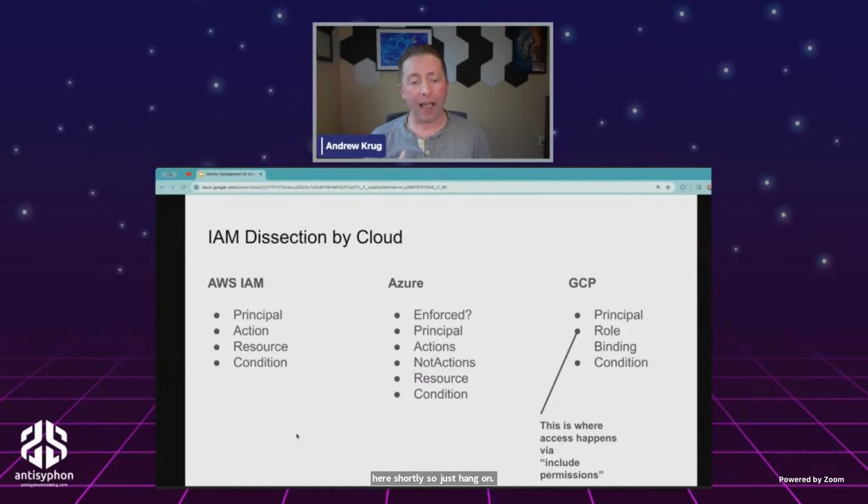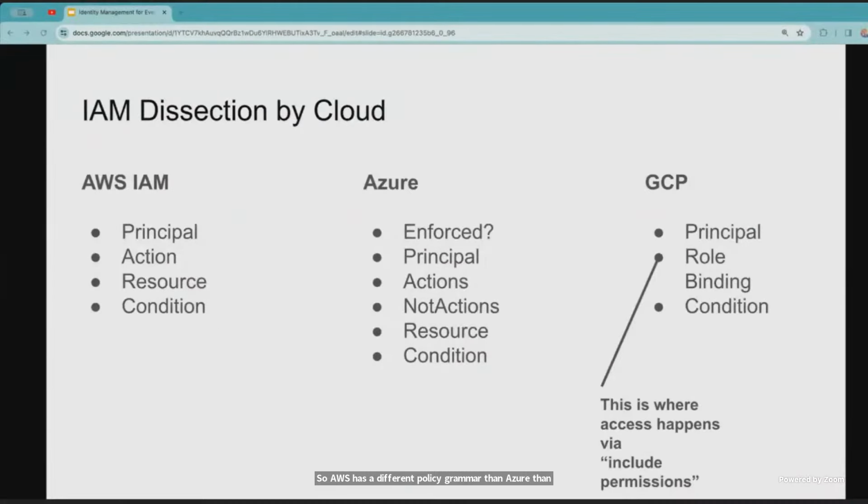As far as how each cloud provider implements these, it's different in every cloud, right? So AWS has a different policy grammar than Azure than GCP. So these are actually the minimum set of things in each cloud that you need in order to create an IAM policy. And you can see that there are some things that are common to all of them, right? IAM in AWS is probably the easiest because we have principal, action, resource, condition. In Azure, we have a bunch of things besides that, like not actions, so that we can do explicit denies as well on an inverse match.